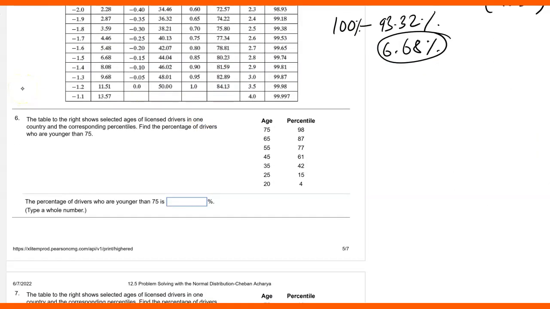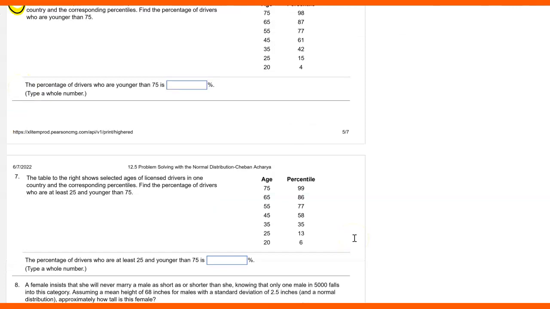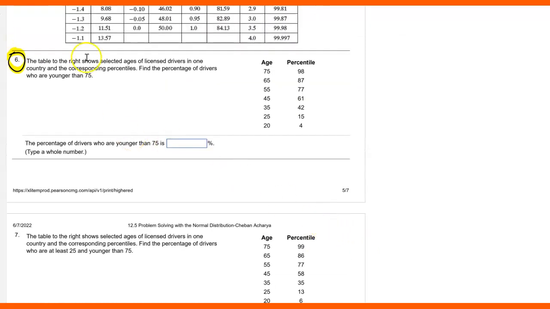Question number 6. The table to the right shows the selected ages of licensed drivers in one country and the corresponding percentiles. Find the percentage of drivers who are younger than 75. The percentile of age 75 is 98. In other words, 98% of the people are younger than 75. That's what the percentile means. Therefore, the percentage of drivers who are younger than 75 is 98%.